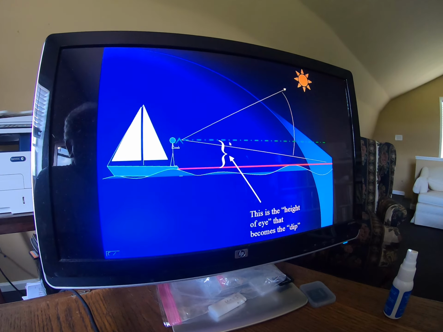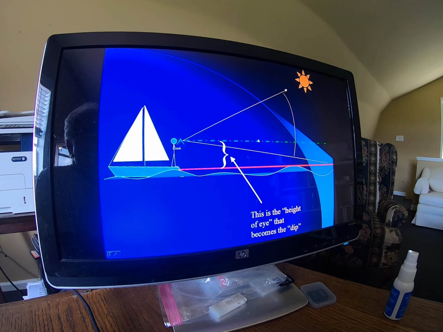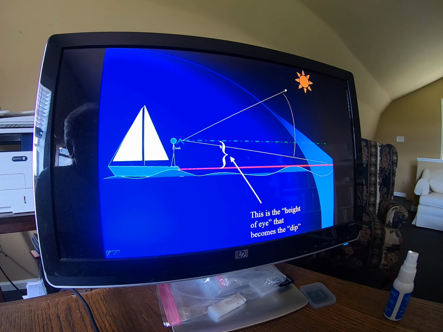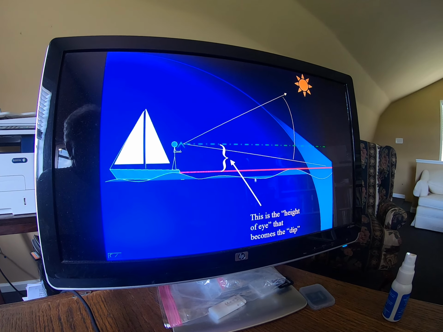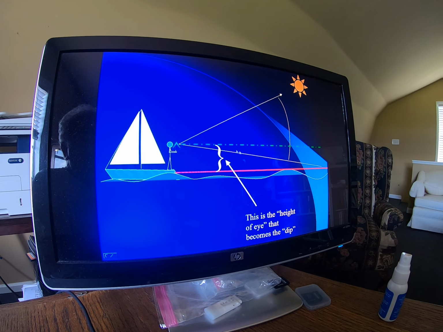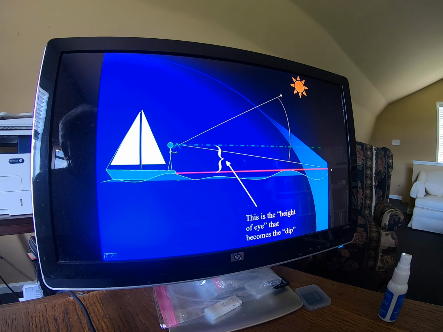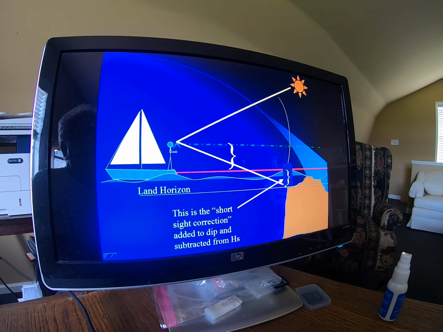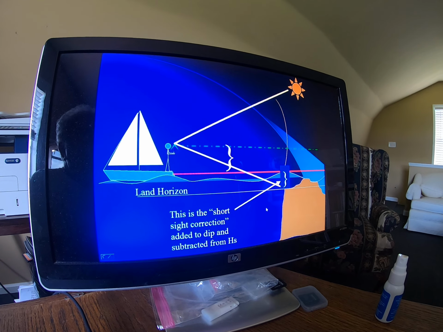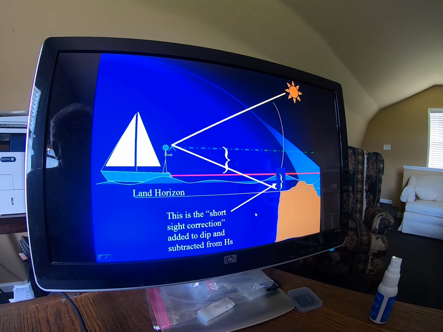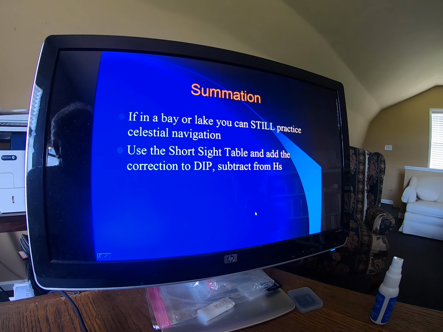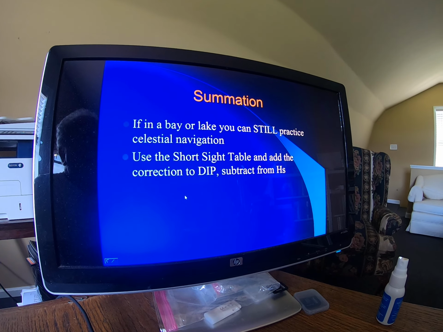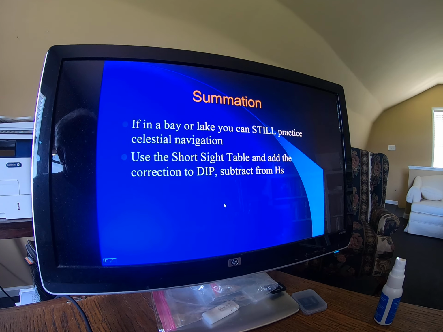Now remember, dip is from your height of eye looking out to the actual horizon. So of course you've got to subtract this, because you're above, you're going to be looking over the edge of the earth. Well, same thing with this. You're still looking even further over the edge. So you've got to subtract that from HS also. Okay, so if you're in a bay or lake, you can still practice celestial navigation, no problem. Just use the short sight table, add it to dip, and subtract it from HS.